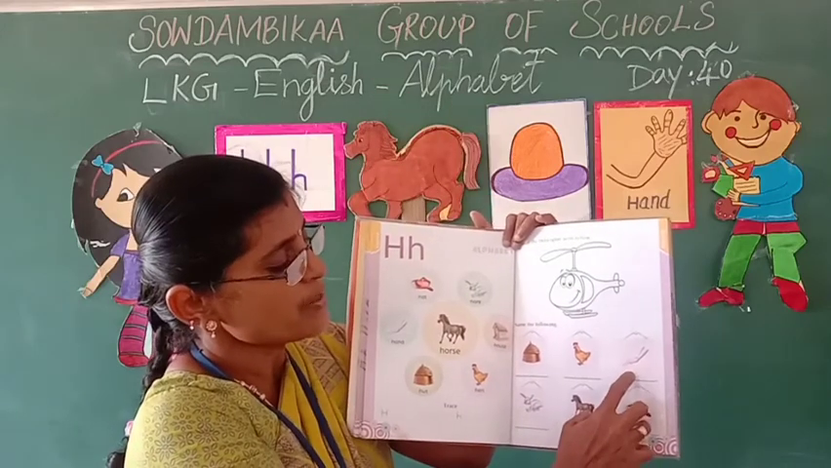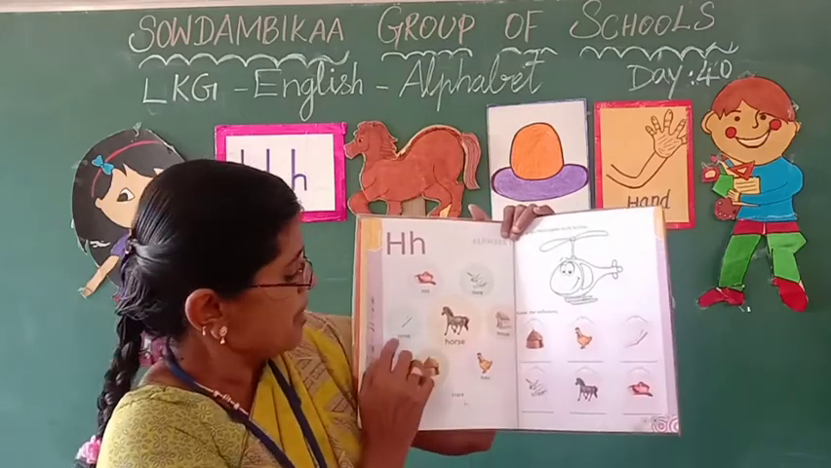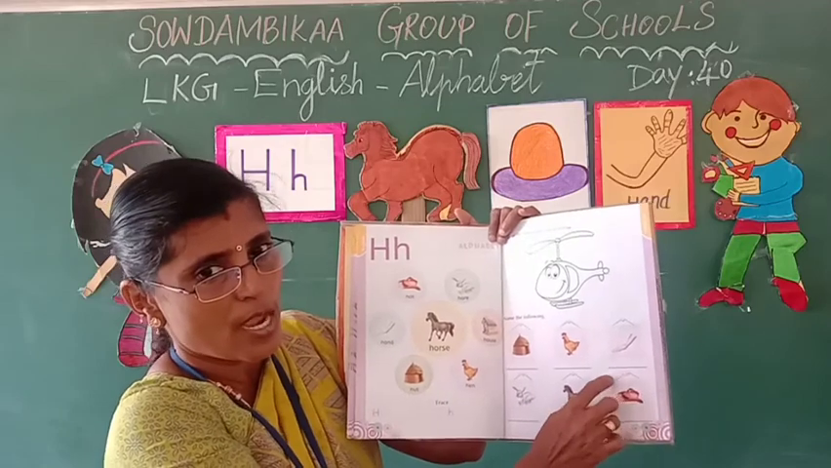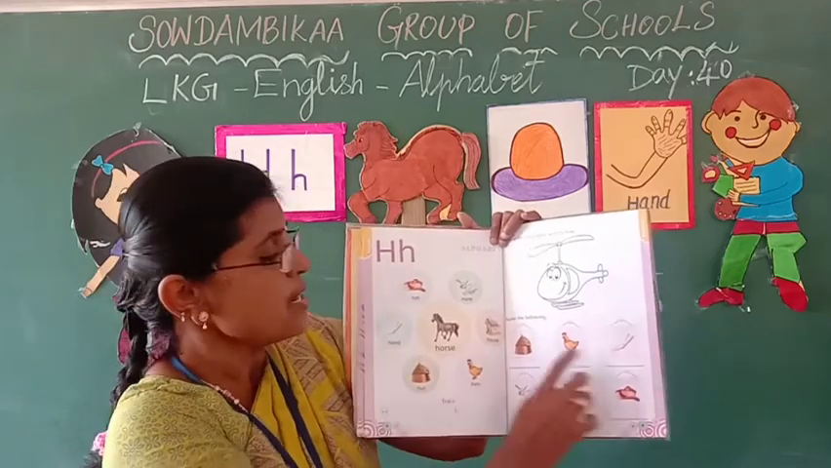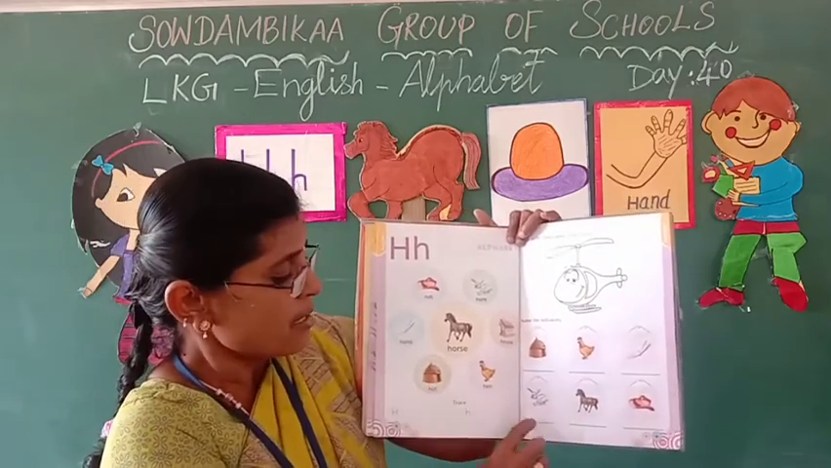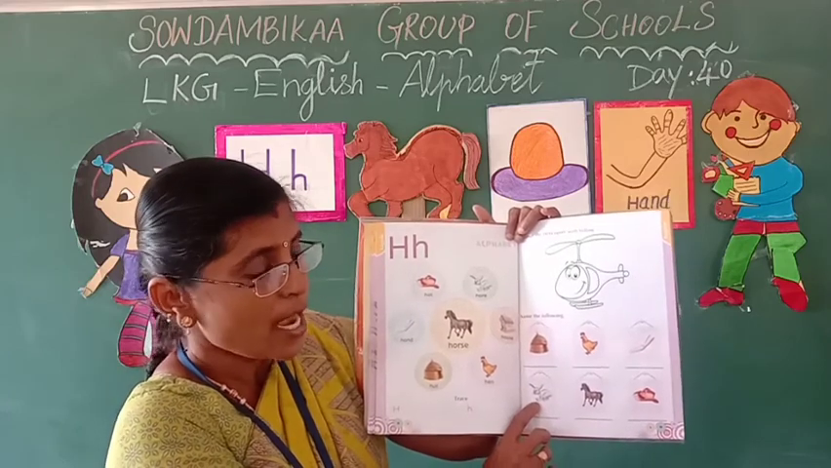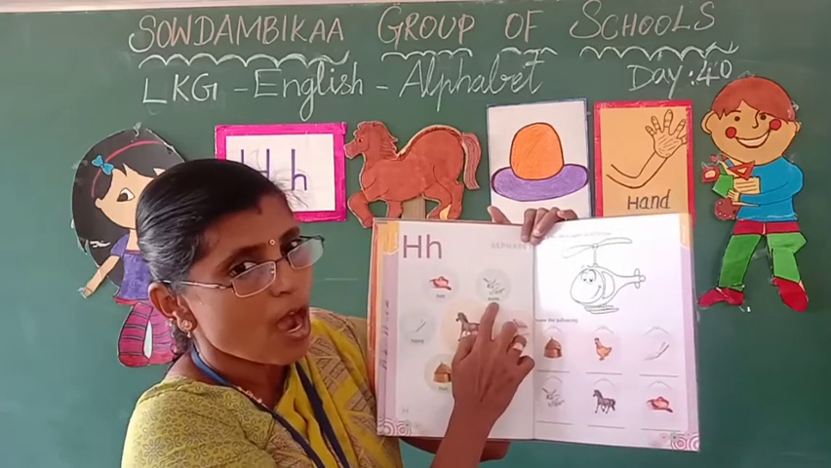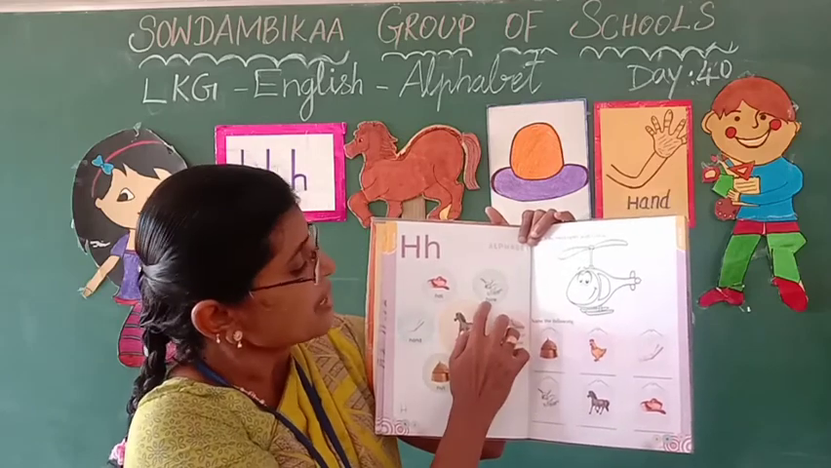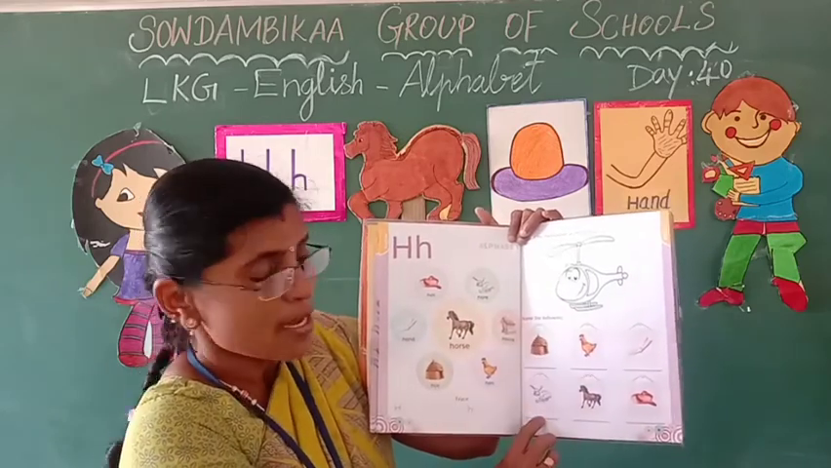Hand. What is this picture? Hand. H-A-N-D, hand. What is this picture? Hare. H-A-R-E.